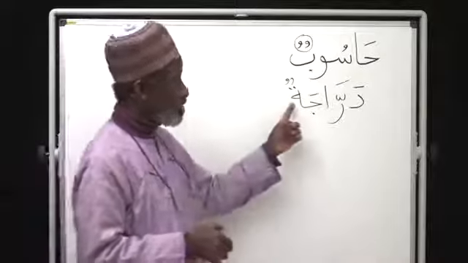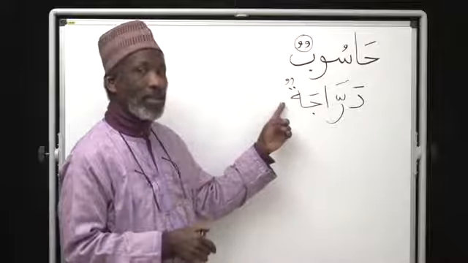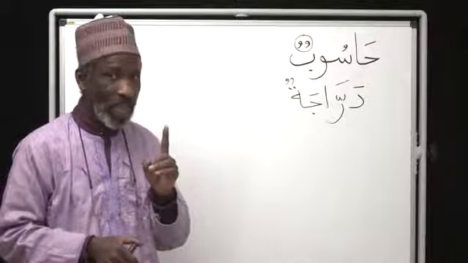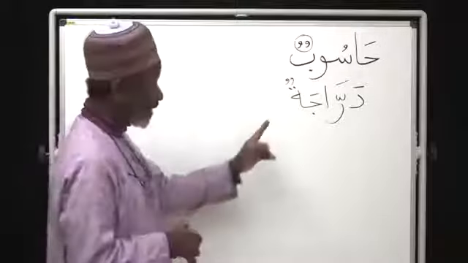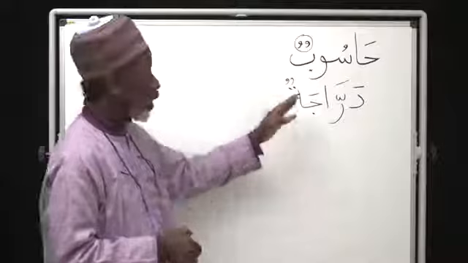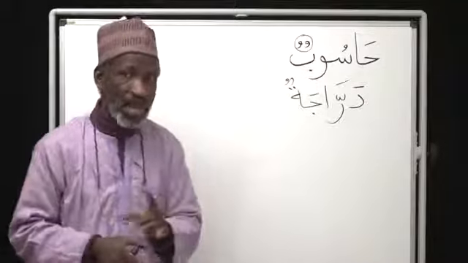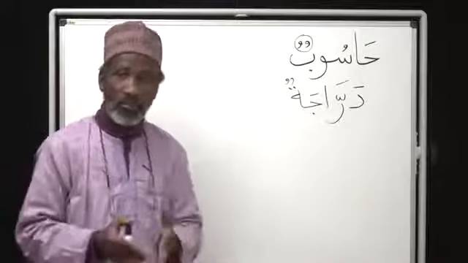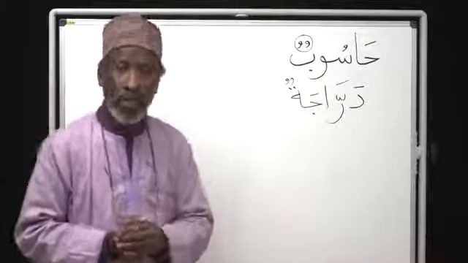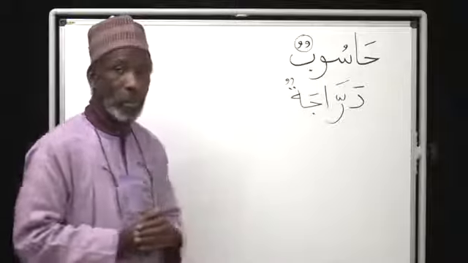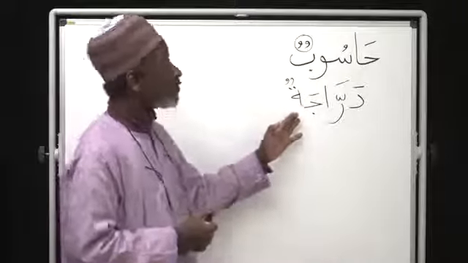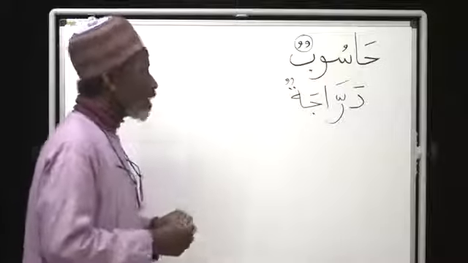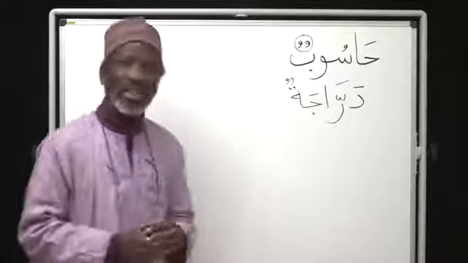You can tell immediately by seeing this ta marbuta, atun. That is a feminine noun in Arabic, and the sign is ta marbuta. So hasubun is classified in Arabic as a masculine word, and darajatun is classified in Arabic as a feminine word because you see this ta marbuta. So a bike, a computer. Good so far.